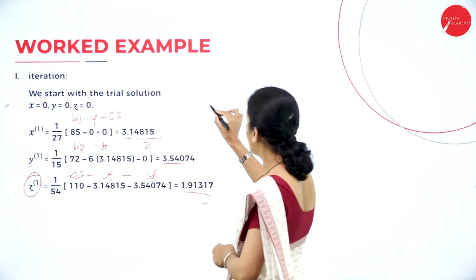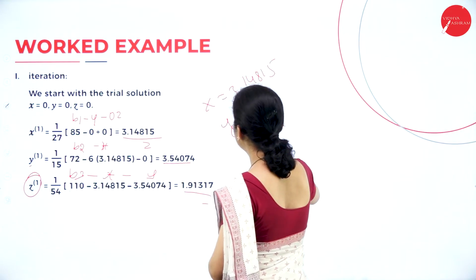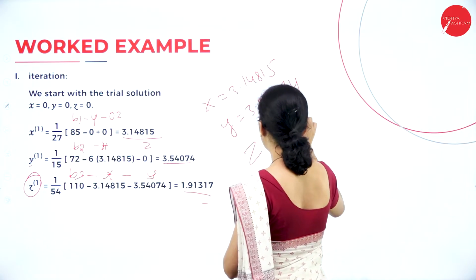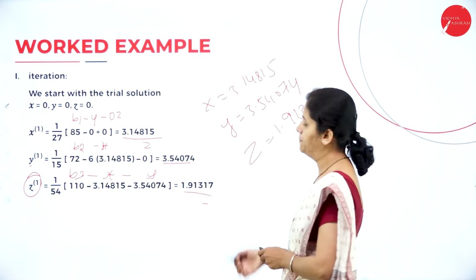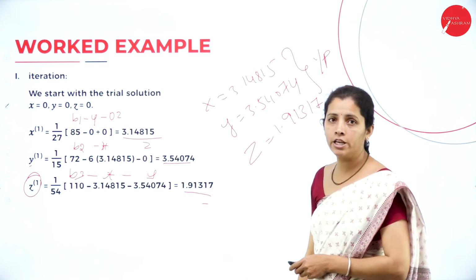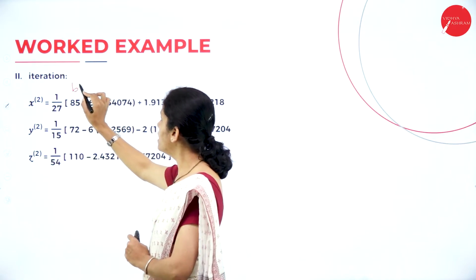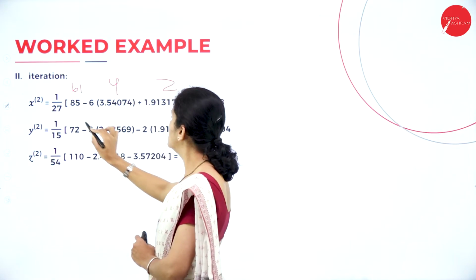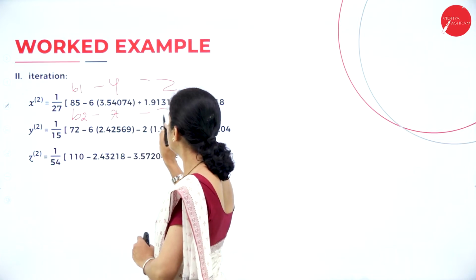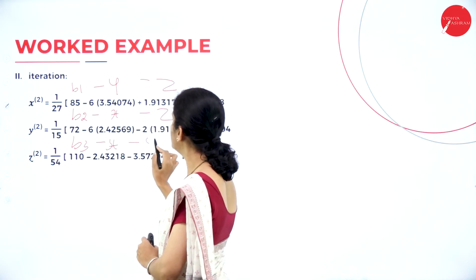1.91317. Now, x is 3.14815 and y is 3.54074 and z is 1.91317. Okay, these are the input to my next iteration. So, in my next iteration, see here, this is my b1, y and z. This is my b2 minus x minus z. This is my b3 minus x minus y.